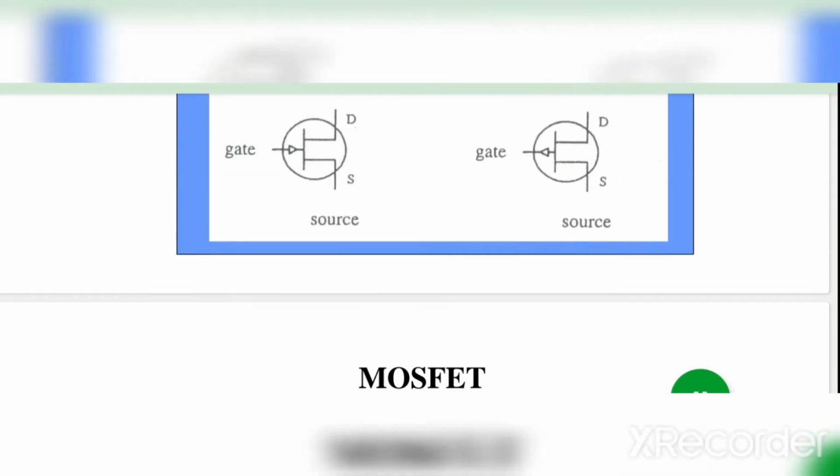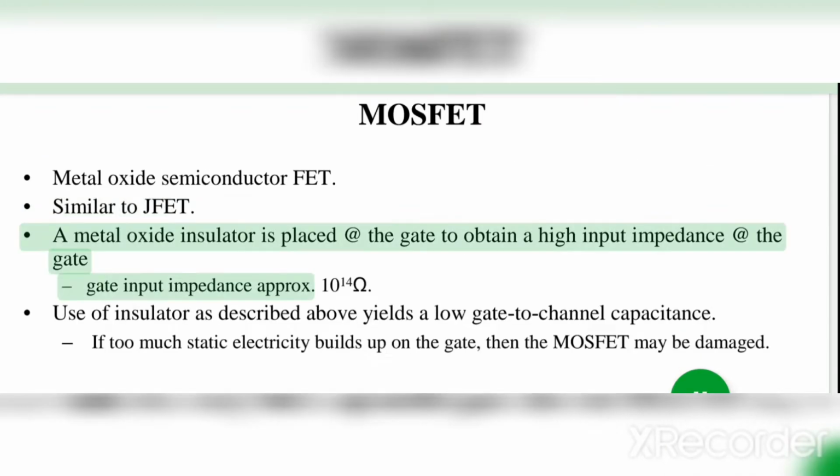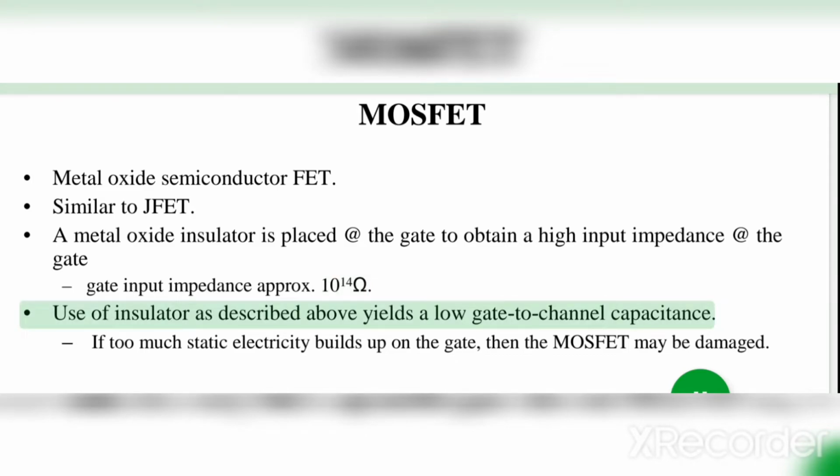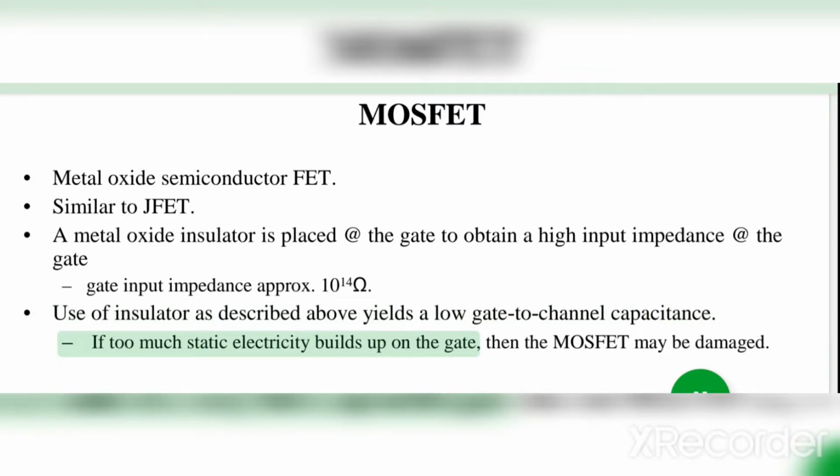MOSFET. Metal oxide semiconductor FET. Similar to JFET, a metal oxide insulator is placed at the gate to obtain a high input impedance at the gate, input impedance approximately 10^14 ohms. Use of the insulator as described above yields a low gate to channel capacitance. If too much static electricity builds up on the gate, then the MOSFET may be damaged.